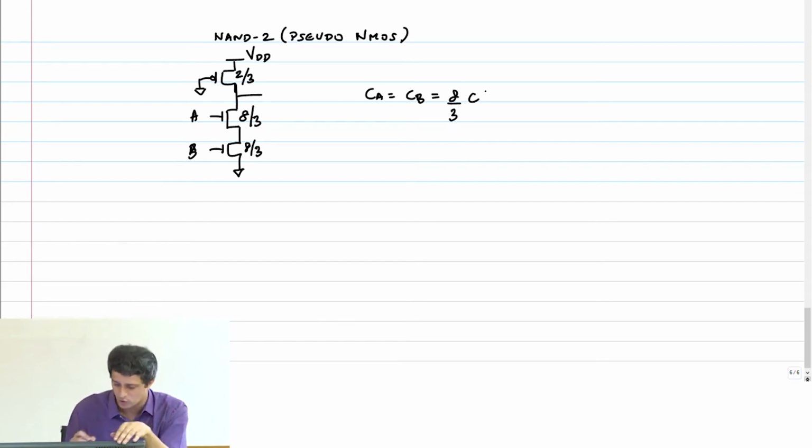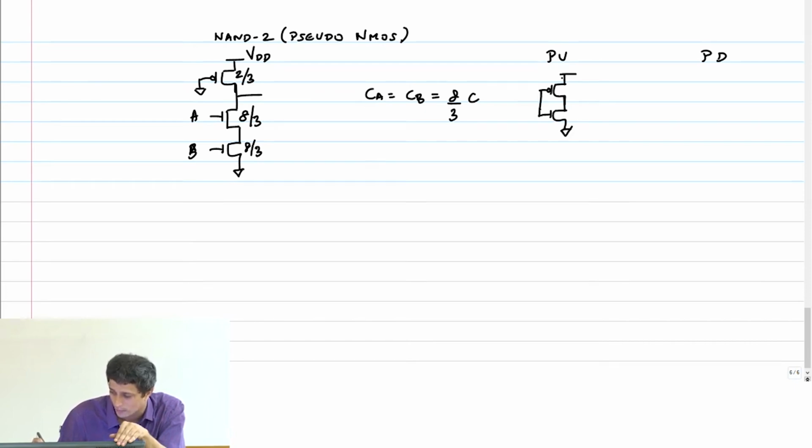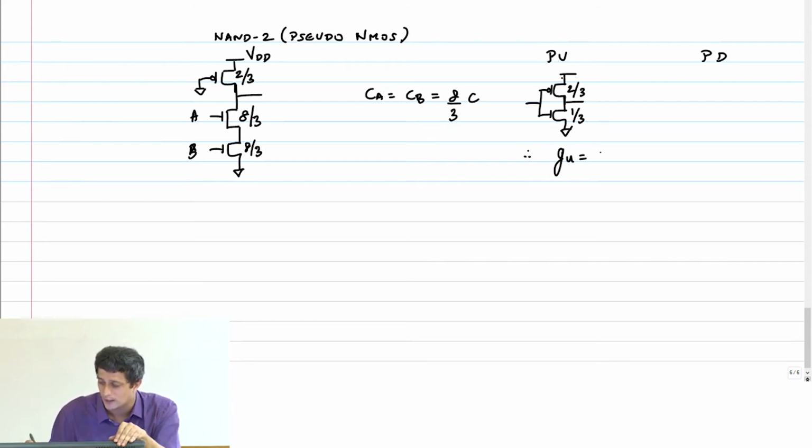So again you have to construct the reference inverter, right? For pull up, pull down. So pull up static CMOS inverter is like this. What should the PMOS size be? 2 by 3. NMOS therefore is 1 by 3. Therefore, the pull-up logical effort is how much? 8 by 3. Clear?